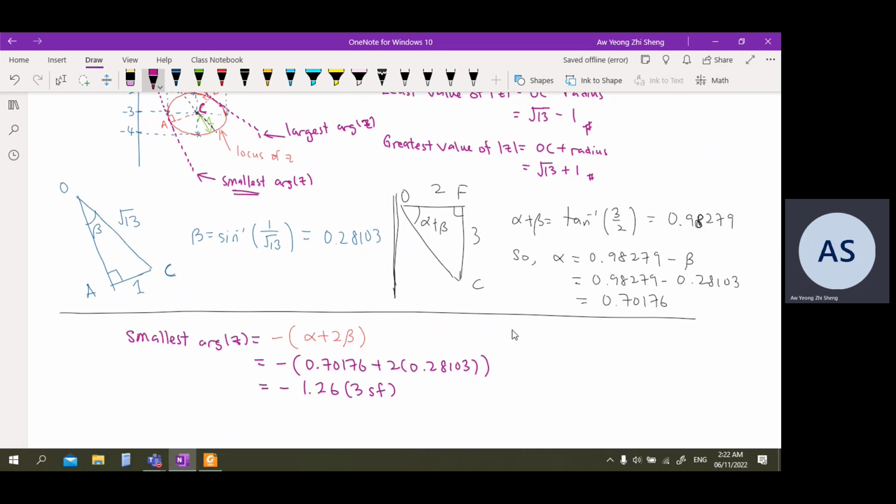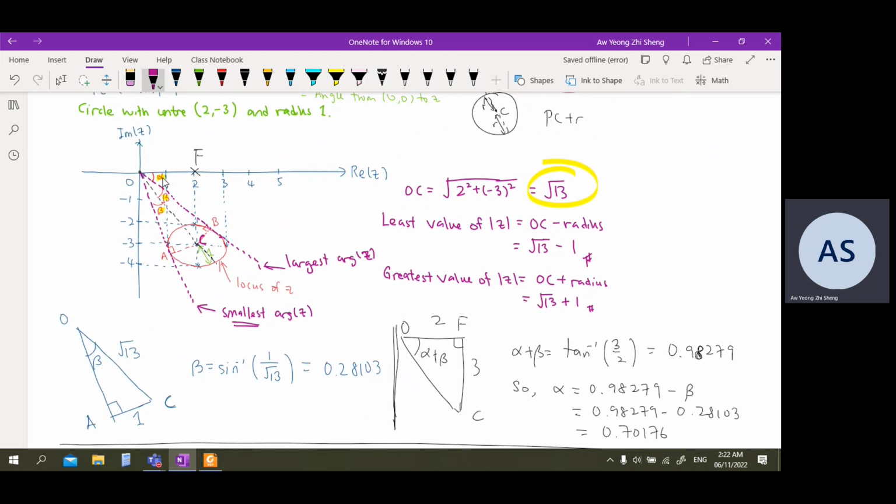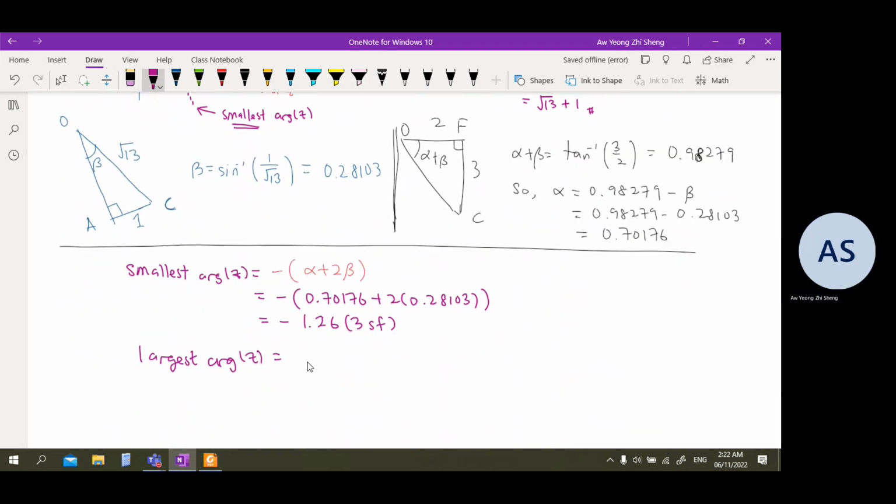And then your largest argument z. According to my diagram, the magnitude of the angle will be just alpha, but I have to take the negative of it, so it's negative alpha, which is negative 0.702 to 3 significant figures. So here are your two final answers: the smallest argument z and the largest argument z.